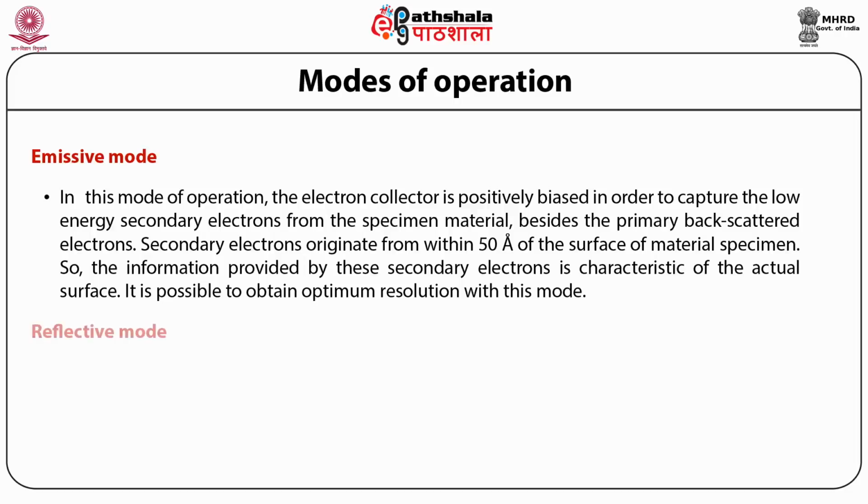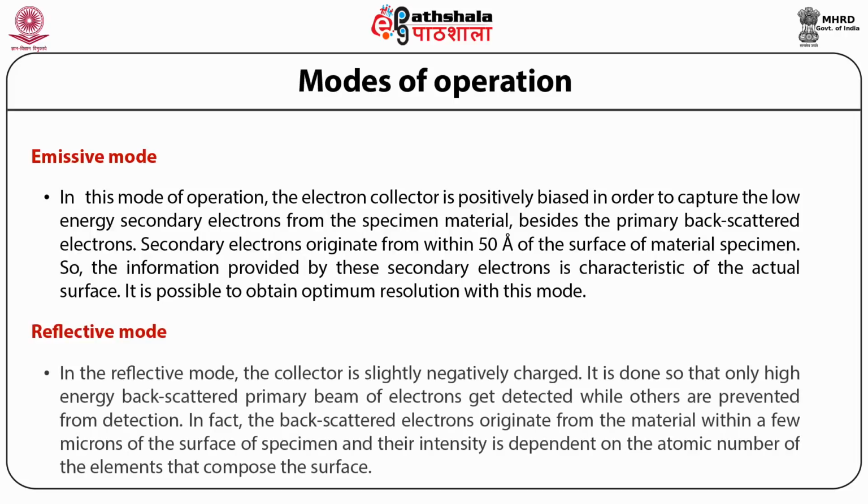Now we come to the reflective mode. In the reflective mode, the collector is slightly negatively charged. It is done so that only the high energy backscattered primary beam of electrons gets detected, while others are prevented from detection.